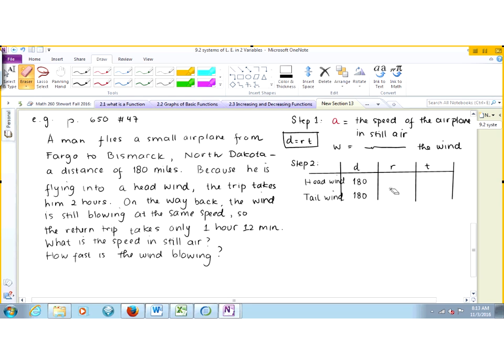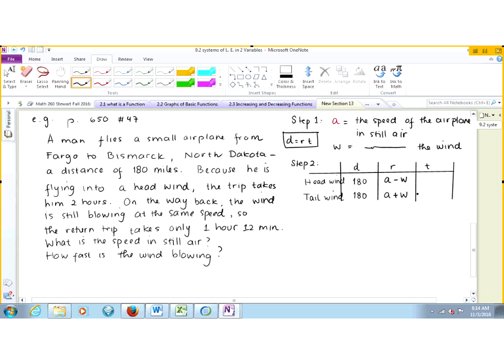Well, what is the speed when it is headwind? What does headwind mean? Is the wind against you or slows you down? So this is A minus W. What about if it is tailwind? A plus W. Good.